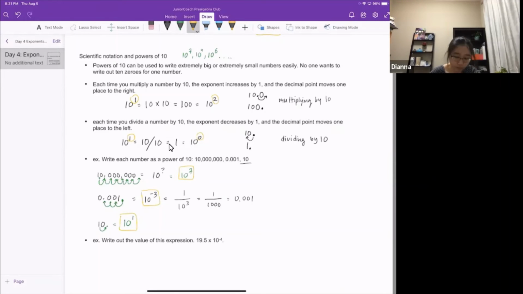So notice how all the answers have 10 as the base, and then a different number as an exponent each time. So that's the point here. You will start with 10, raise it to some power.